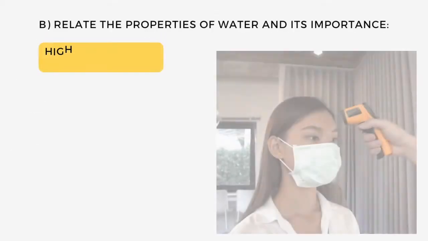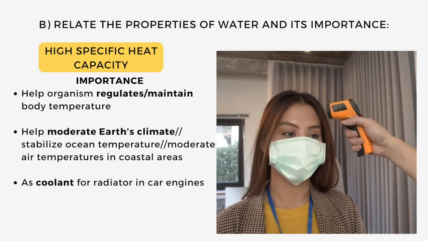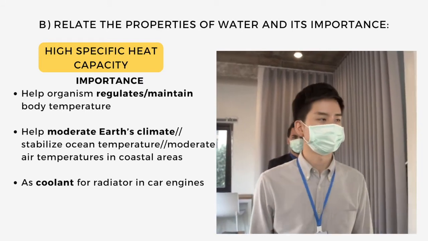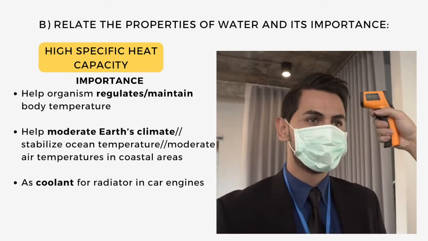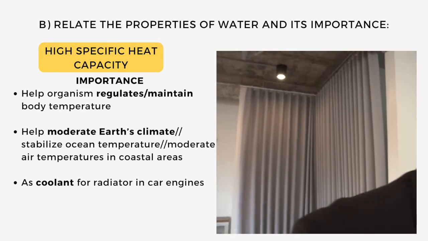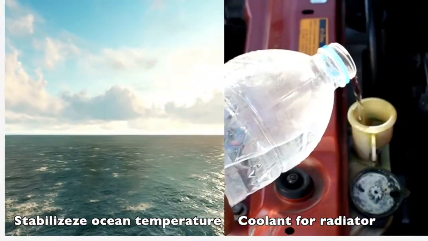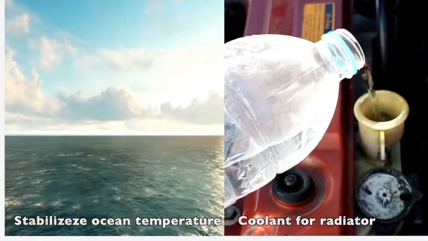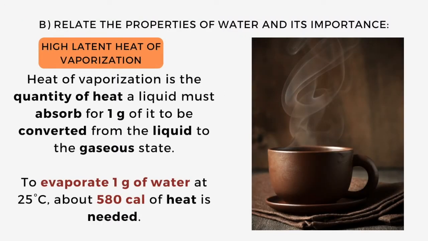So what is the importance of high specific heat capacity? It will help organisms such as humans to regulate or maintain body temperature. It also will help to moderate the Earth's climate or to stabilize the ocean temperature, and serve as coolant for the radiator in a car engine. The next property is high latent heat of vaporization.